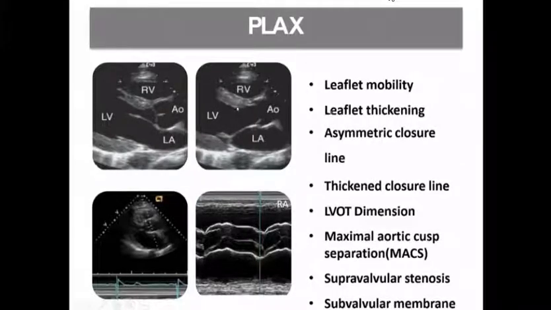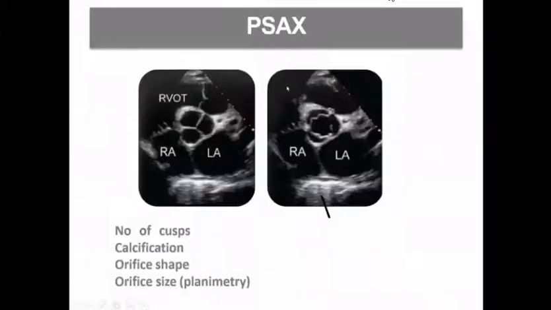In this view, you have to see the leaflet mobility and the thickening. An asymmetric closure line is very important for diagnosing a bicuspid aortic valve, along with the thickened closure line, the LVOT dimension, and the maximal aortic cusp separation in M mode. You can also diagnose supravalvular stenosis and a subvalvular membrane. So in this view you can diagnose valvular, subvalvular, or supravalvular aortic stenosis.